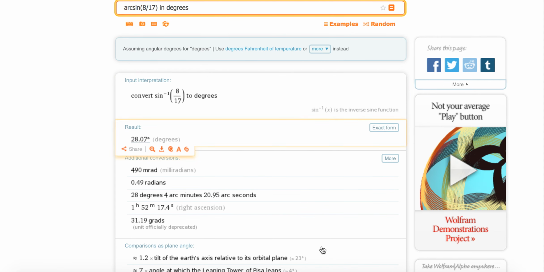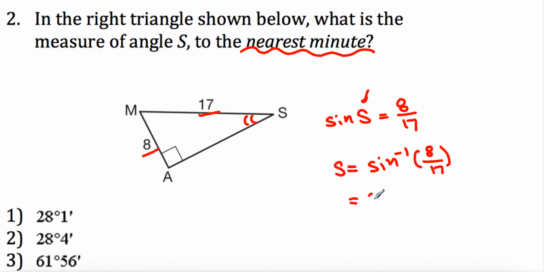28.07 degrees. But you can multiply 0.07 degrees by 60. Then you will get, this will be equal to 28 degrees. And if you have to multiply that by 60, then you will get 4.2. So we get 4 minutes. So 28.4, which is choice 2, becomes our answer.